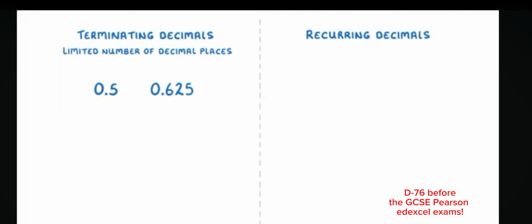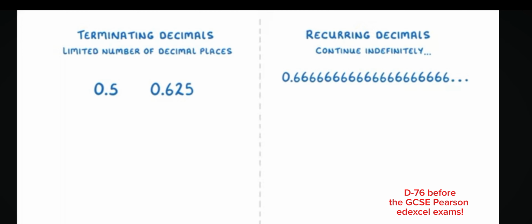In contrast, recurring decimals continue indefinitely, like 0.66666, going on forever. We obviously don't want to write out an infinite number of 6s though. So instead, you can put a dot above the digit that recurs. So for this one, you could just write out 0.6, and then put a little dot just here above the 6, to show that it's the 6 which is recurring.